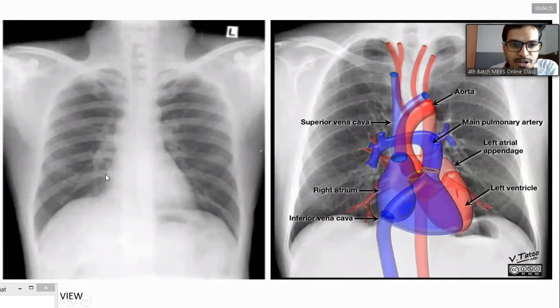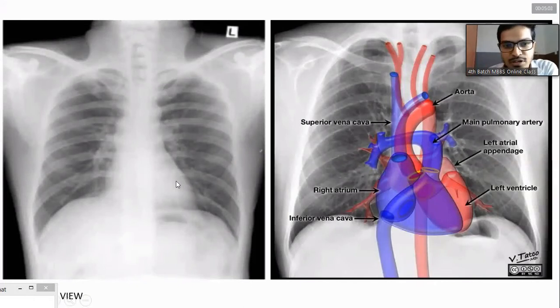This right-side convexity, this border, is formed by the right atrium, and similarly this inferior border is formed by the right ventricle. The left atrium and left ventricle are comparatively posterior to the right chambers of the heart. This is the border formed by the left ventricle, and this is only partially visible: the left atrium is partially visible here, and it is posterior to the other chambers. So the left atrium is only visible when there is enlargement of the left atrium, and we will be discussing that later.